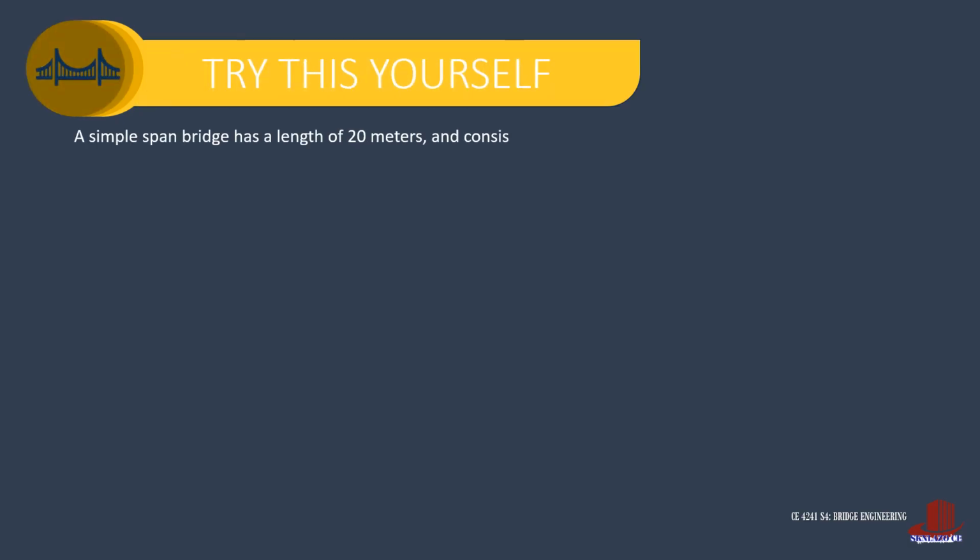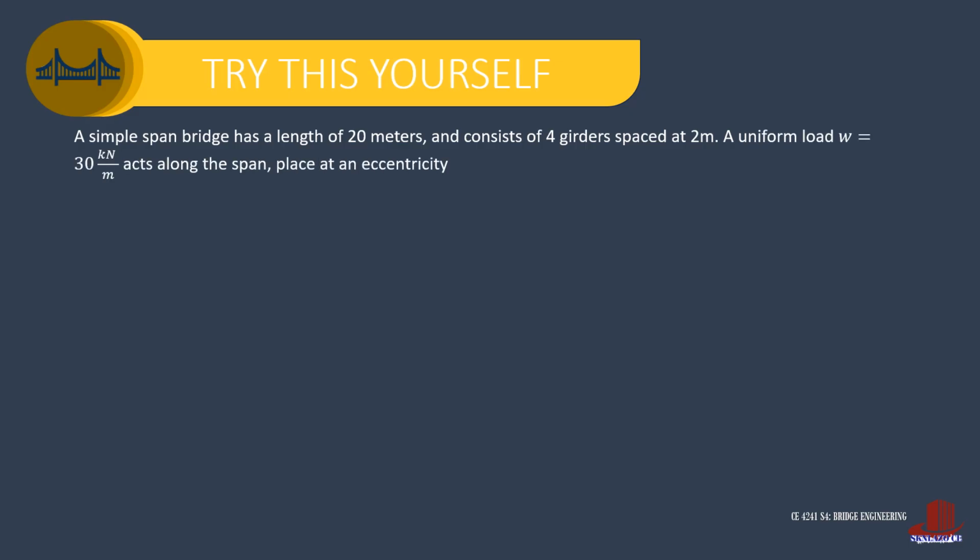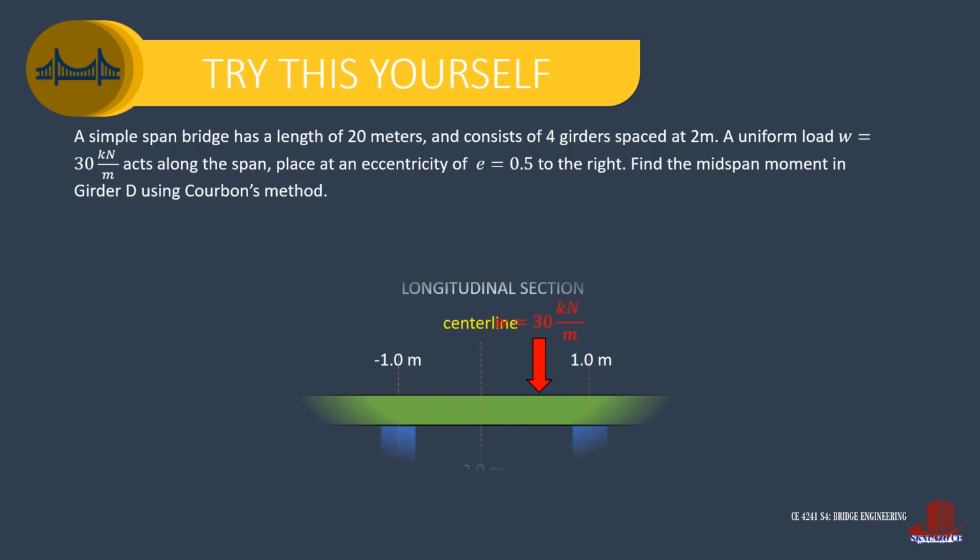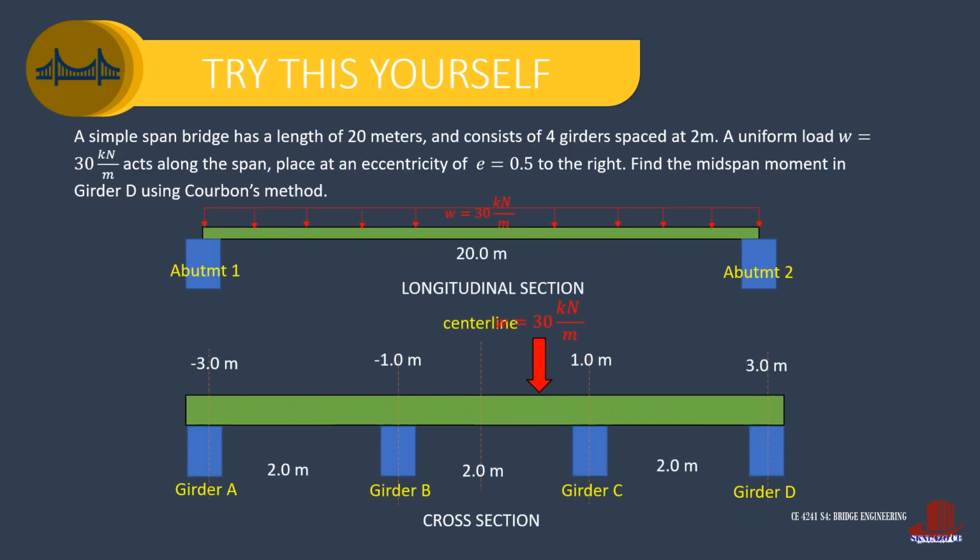For your practice, use a similar example, with a little tweak of the location of the uniformly distributed load at ½ meter to the right of the center line. If done correctly, the maximum midspan moment of girder D is 544 kilonewton meter. Good luck!